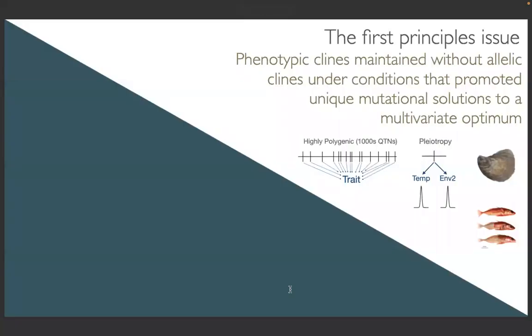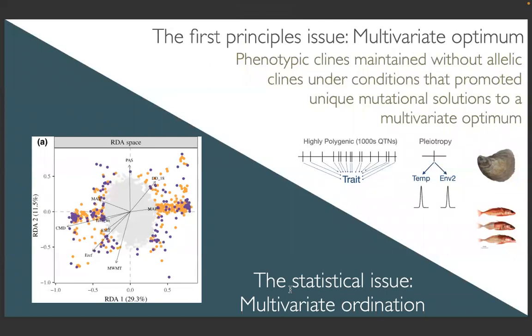So the first principles issue is whether or not clines in allele frequencies evolve. And phenotypic clines can be maintained without allelic clines under conditions that promote unique mutational solutions to a multivariate optimum. This includes more polygenic architectures that have pleiotropic effects, multiple traits with different environments, and more complex demographies like an estuary demography.